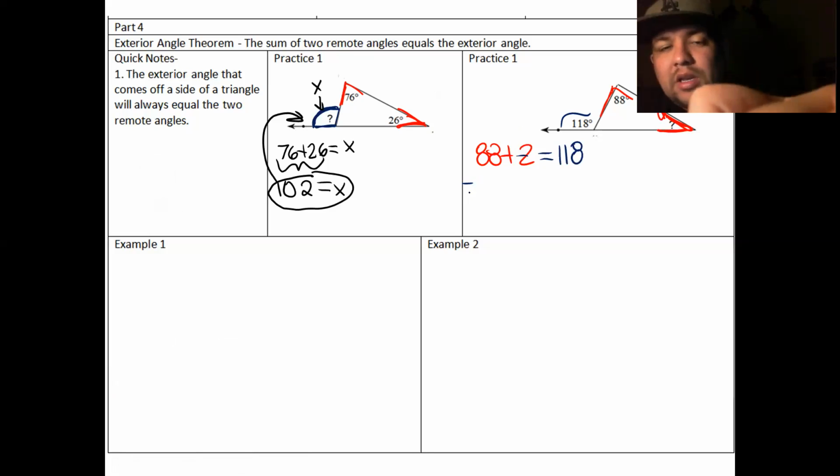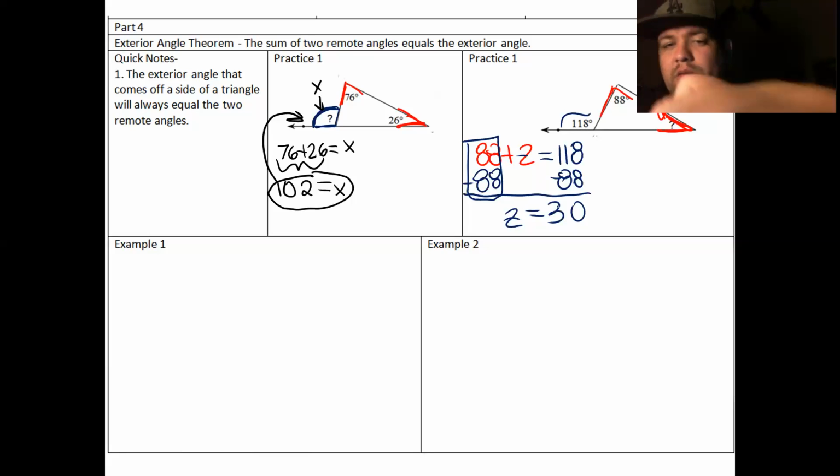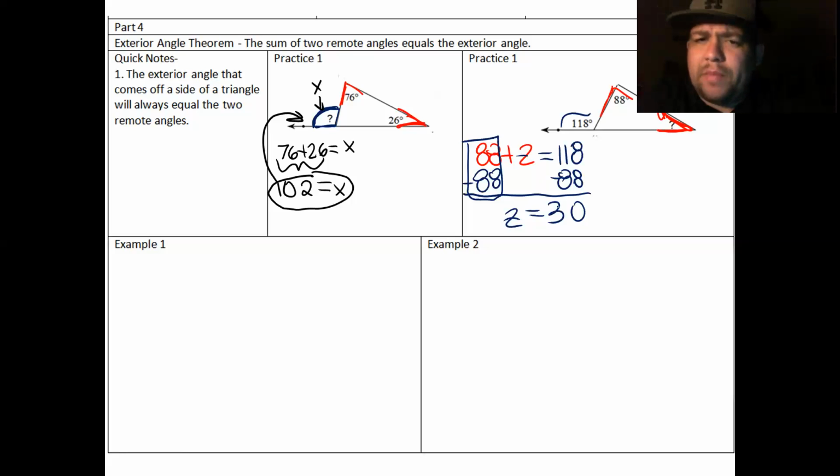So I'm going to go ahead and subtract. Let's give that a z. I'm going to subtract 88 from both sides. These two are going to go away. Therefore, z will be equal to 30. That's right, 30. We're good.